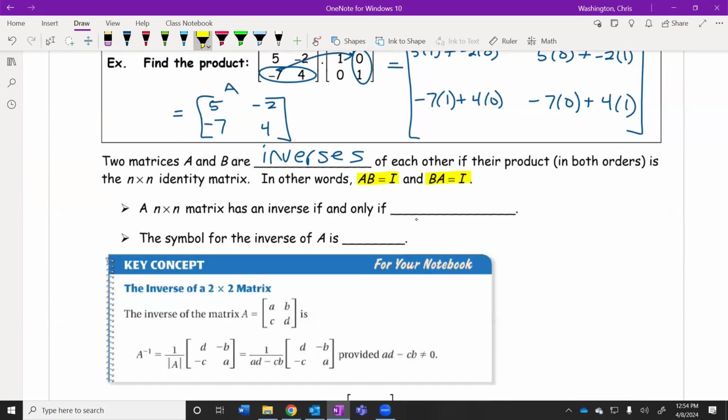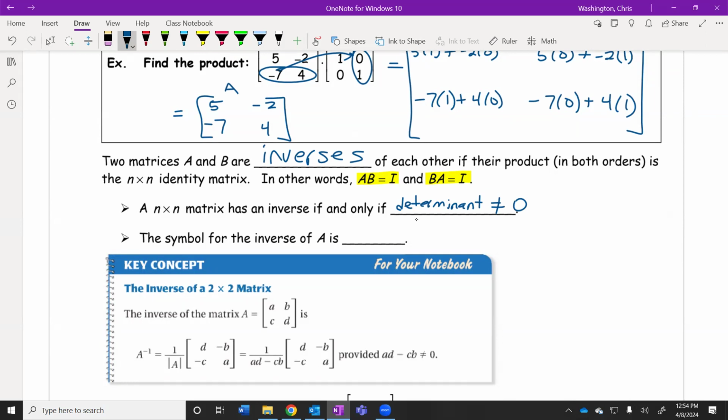So an n by n matrix, a square matrix, has an inverse if and only if the determinant does not equal 0. And I'll show you why, if the determinant does equal 0, that matrix doesn't have an inverse. But there's this property that shows up that says, hey, if this matrix is going to have an inverse, its determinant cannot be 0. If its determinant is 0, the inverse does not exist.